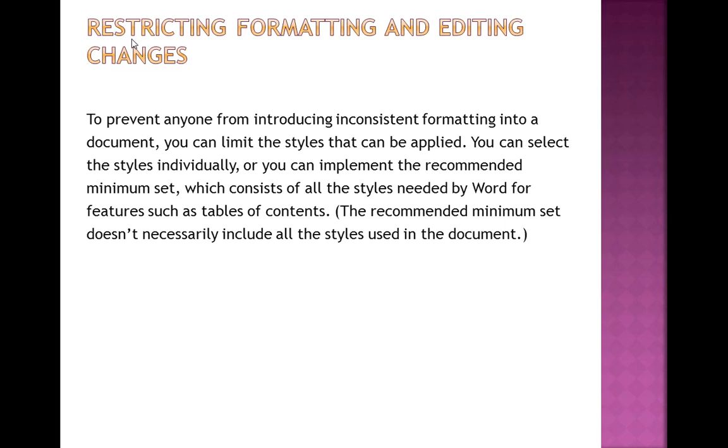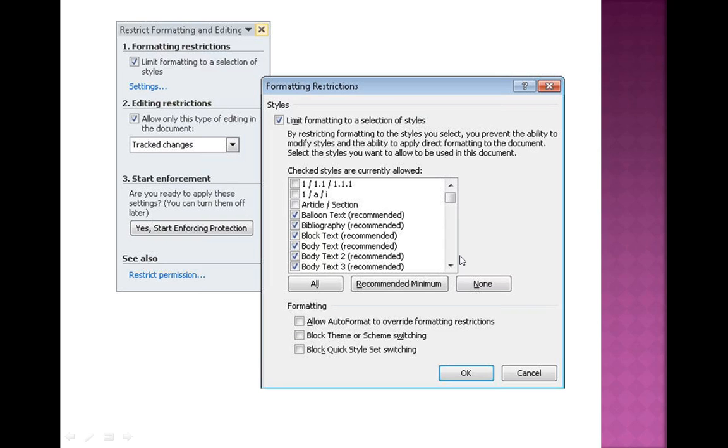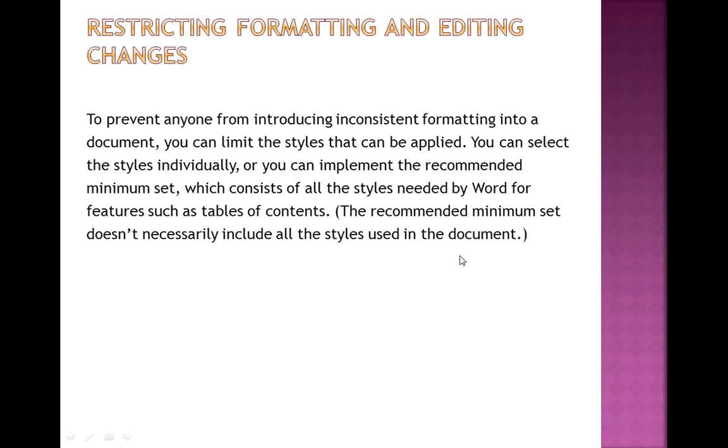Next topic is how to restrict formatting and editing changes. To prevent anyone from introducing inconsistent formatting into a document, you can limit the styles that can be applied. You can select the styles individually or you can implement the recommended minimum set, which consists of all styles needed by Word for features such as table of contents. The recommended minimum set does not necessarily include all the styles used in the document.